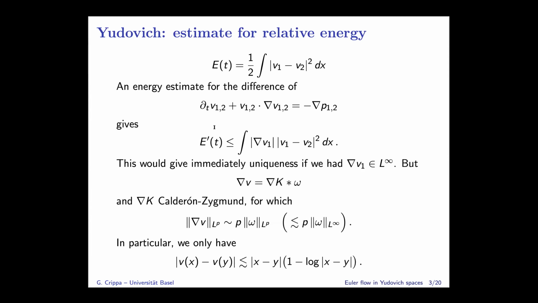Nevertheless, there is one additional piece of information. These Calderón-Zygmund operators behave nicely on L^p spaces for p less than infinity. And there is a quantification of the constant in the operator norm depending on p, and it goes like p. So if we have a vorticity in L infinity, we can estimate the gradient of v in L^p with p times the L infinity norm of the vorticity. In particular, in physical space variables, this reflects into the fact that the velocity is not Lipschitz, but has a logarithmic degeneracy. So the velocity is what is called log-Lipschitz and not Lipschitz. Okay, it's a little bit worse.